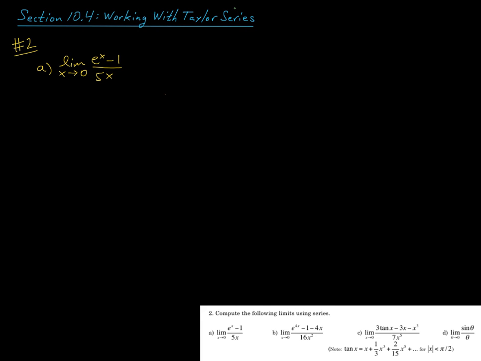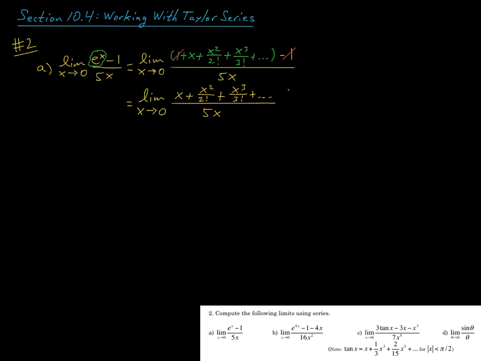All right, question 2 says compute the following limits using series. And part A, we're looking at the limit as x approaches 0 of (e^x − 1) over 5x. So the idea here is to trade in e^x for its Maclaurin series. You see that here in green. And now note that these 1's in the numerator drop out, and that leaves us with x plus x squared over 2 factorial plus x cubed over 3 factorial and so on, all divided by 5x.